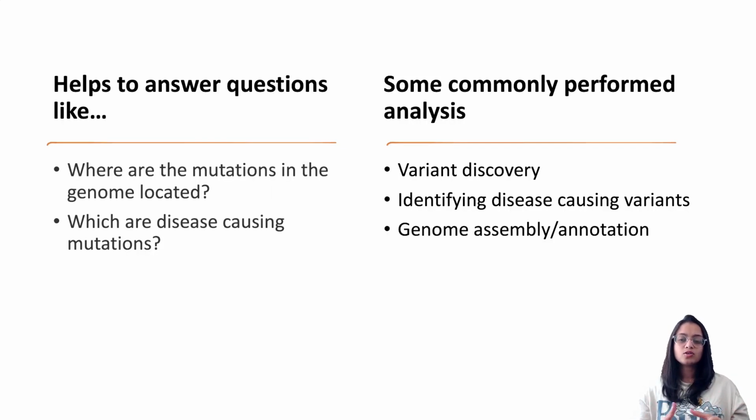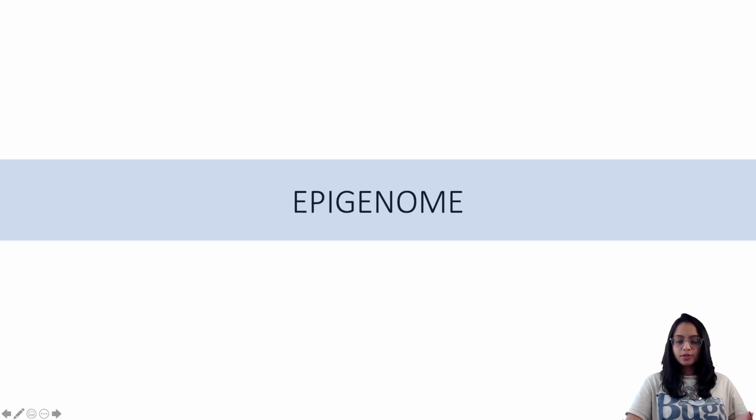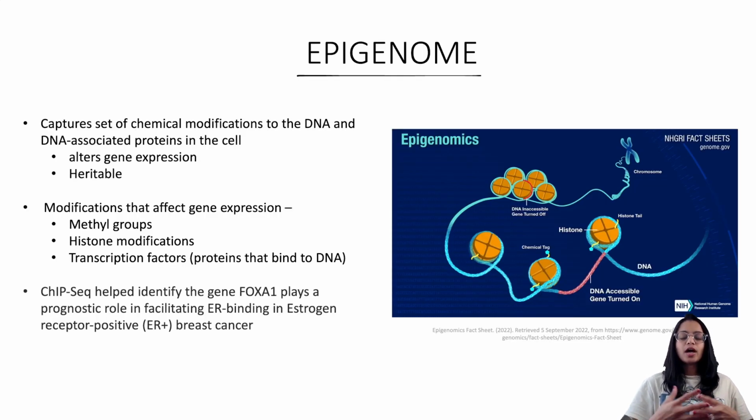DNA sequencing data is often used to answer questions like what are the variants, what are the disease causing mutations, where are the mutations in the genome located. Some of the commonly performed analyses are variant discovery, identification of which of the variants are disease causing, and performing genome assembly and annotation if it's a genome that hasn't been previously sequenced.